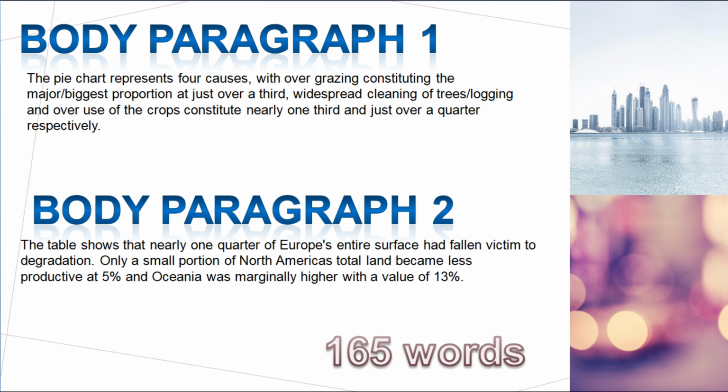Now moving on to paragraph 2, we will talk about the table graph only, and I have mentioned percentages here. I would say the table shows that nearly one quarter of Europe's entire surface had fallen victim to degradation. Only a small portion of North America's total land became less productive at 5%, and Oceania was marginally higher with a value of 13%. Task 1 requires you to write about 150 words. I have written about 165 words.